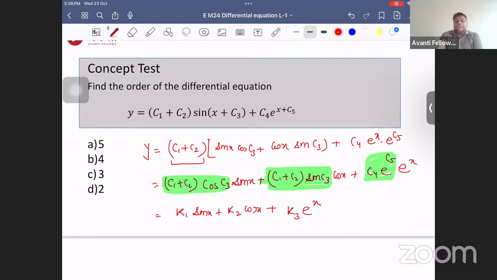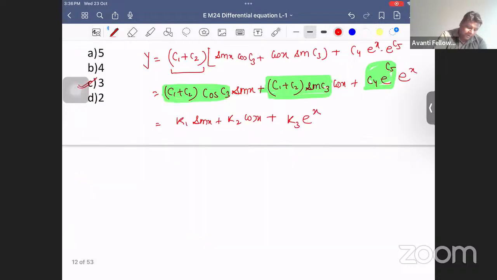So if you differentiate it 3 times, you are going to get d3y by dx cube as the highest order derivative here. So if d3y by dx cube is there, that means the order of the differential equation is 3. Got it?